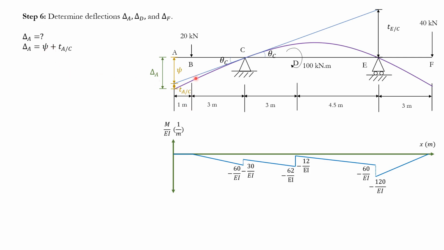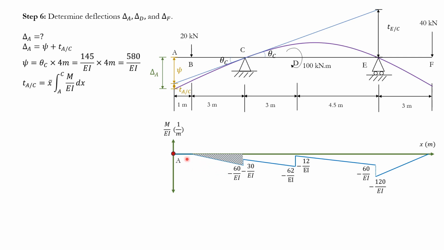So psi, we can easily figure it out. Theta C multiplied by the length. Length is in this case 4. Good to go. Now, what is this TA with respect to C? It's just going to be the area under this M over EI diagram multiplied by the centroid for each of those areas. How many areas do we have here? We only have one area, right? This is the only area I have. And I do have an area here as well, but it's 0, so there's nothing there to take into account.